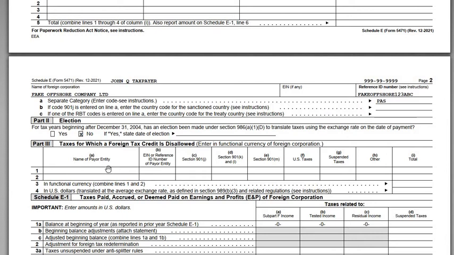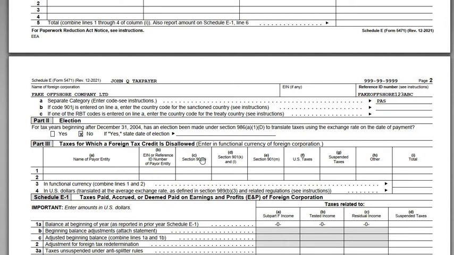So in this section here, the name of the payor entity, EIN, a reference number, you would enter those. So if this was our company, we could have Fake Offshore Company Limited down there. And then they have a variety of columns here, C through I, where you list out the specific reason why the foreign tax credit would be disallowed.